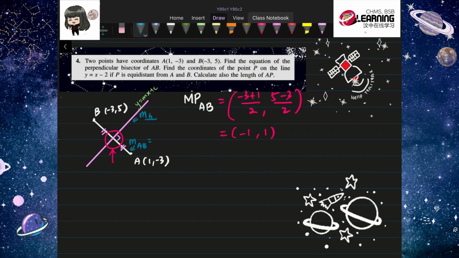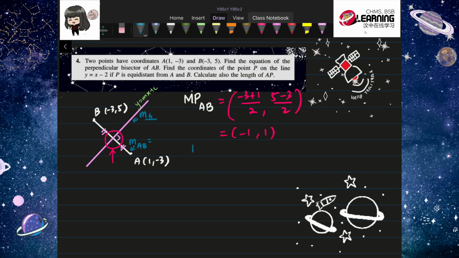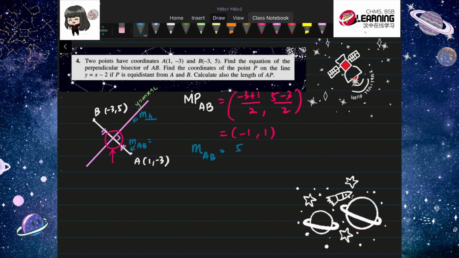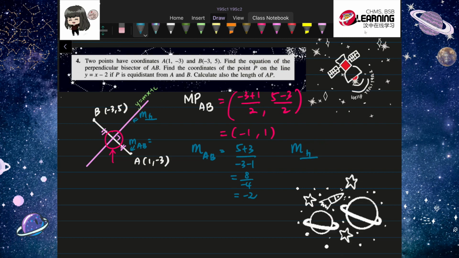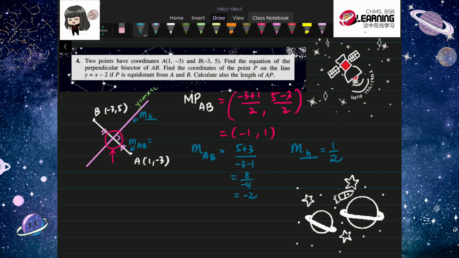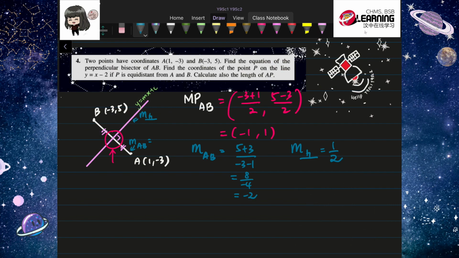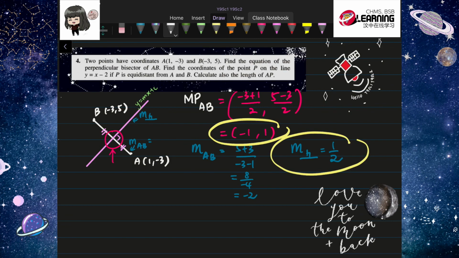Okay. Alright, so the gradient of AB, m_AB, equals 5 minus negative 3, so 5 plus 3, over negative 3 minus 1, so it's 8 divided by negative 4, which is negative 2. So the gradient of my perpendicular bisector is the negative reciprocal: change sign, flip.